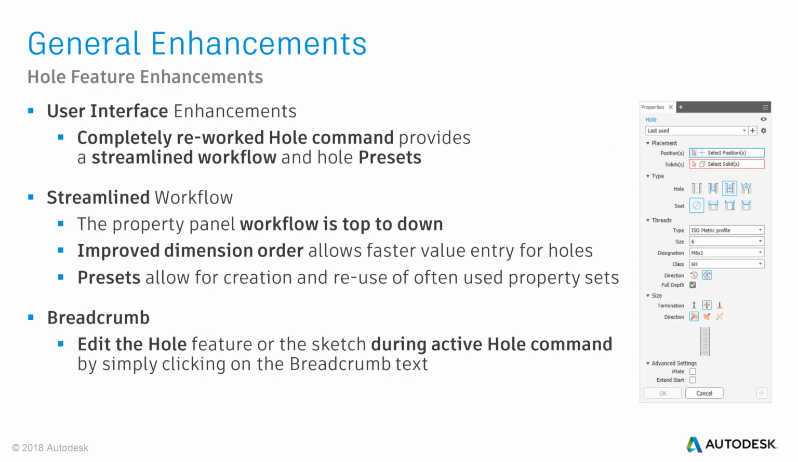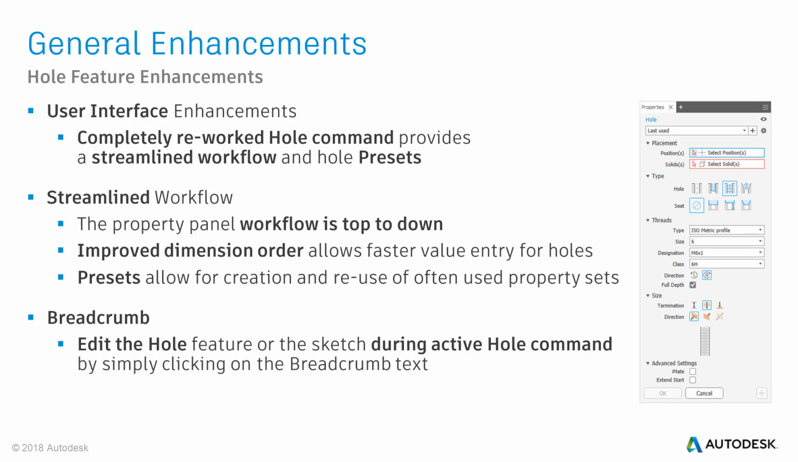When you start the Hole command the very first time in Inventor 2019, you could be surprised. On the right side, you can see a screenshot of the new Hole dialog, or better, property panel. Instead of a dialog box, you have a property panel now, which provides the workflow from top to bottom. That is, any property you set or change can affect the properties in sections below it, but those properties do not affect the properties in preceding sections. An improved dimension order allows faster value entries for holes, either in the property panel or in the in-canvas editing.